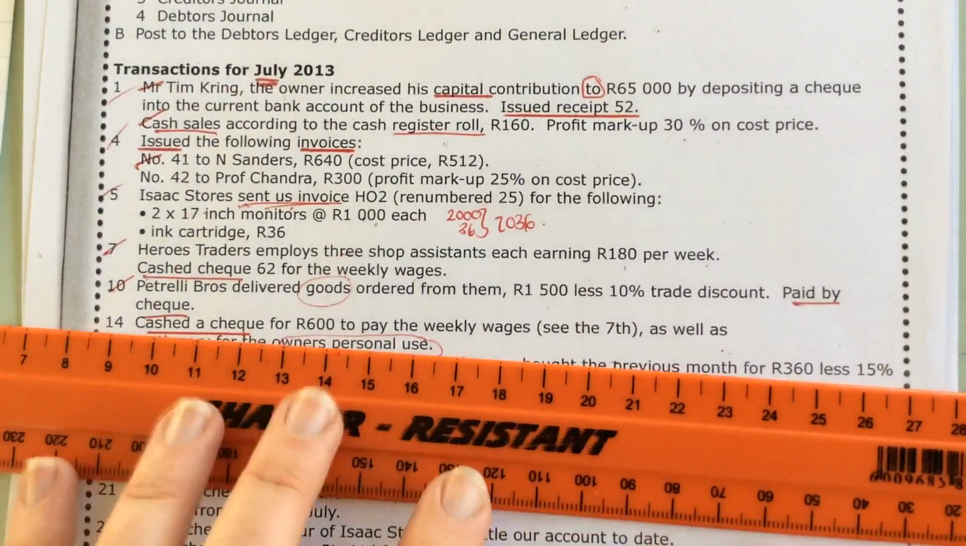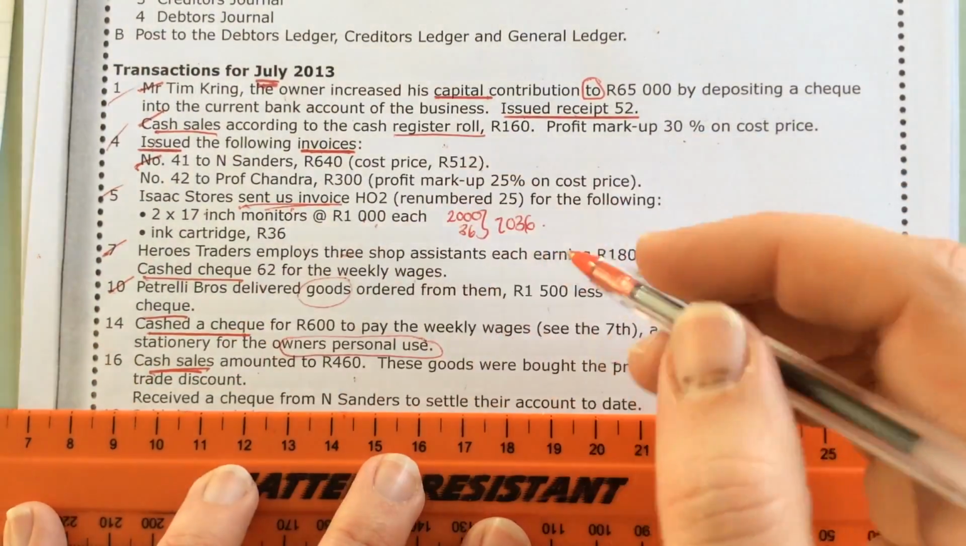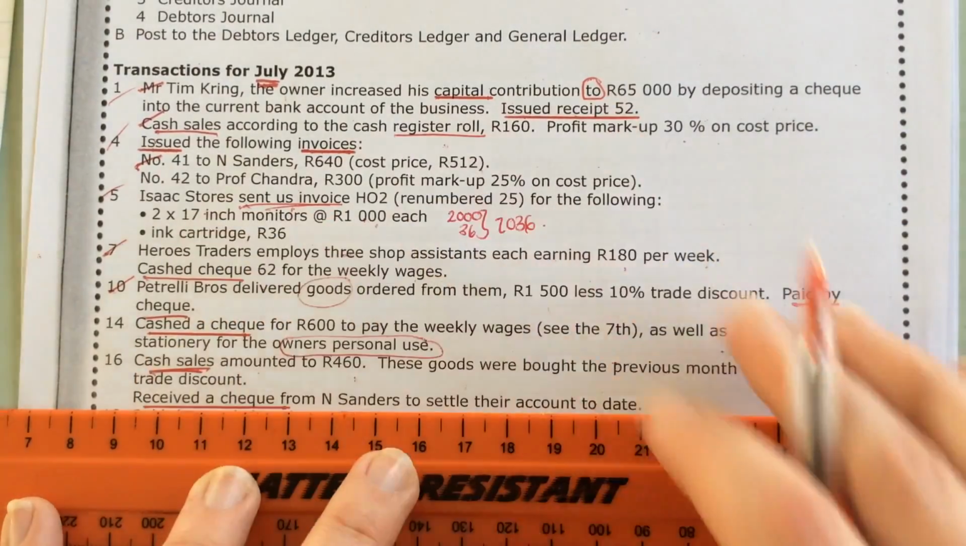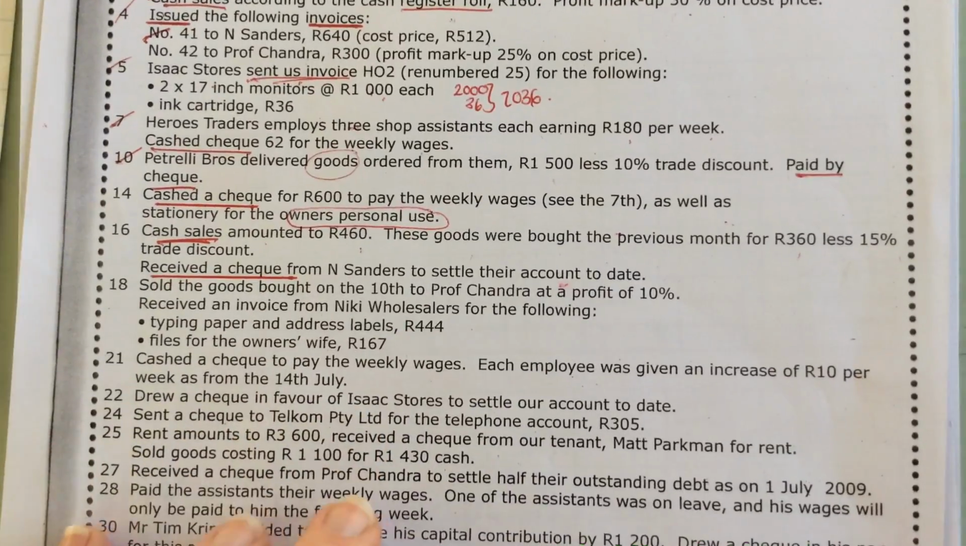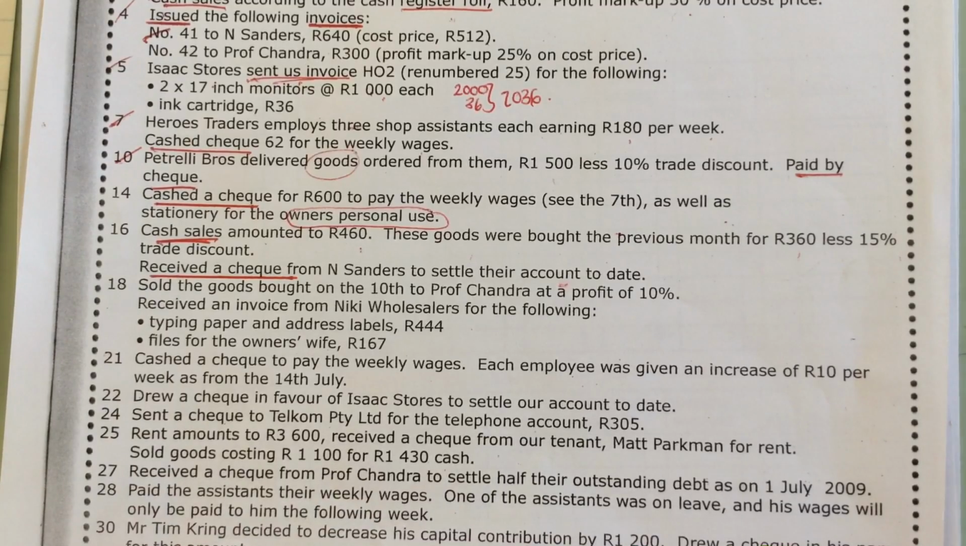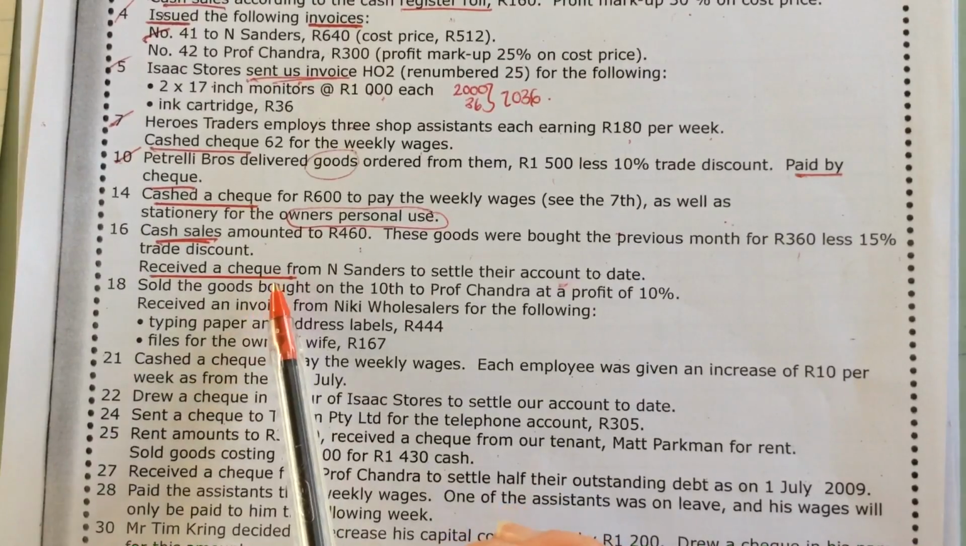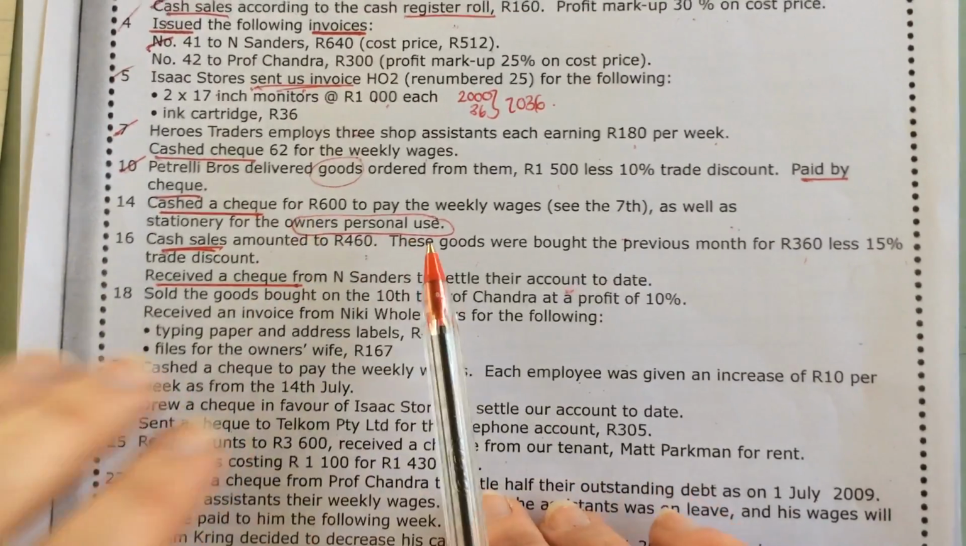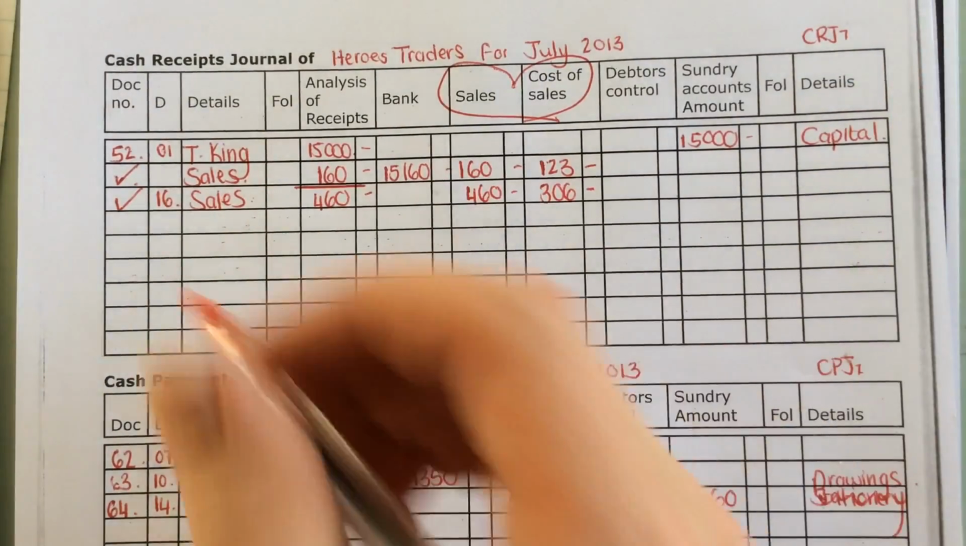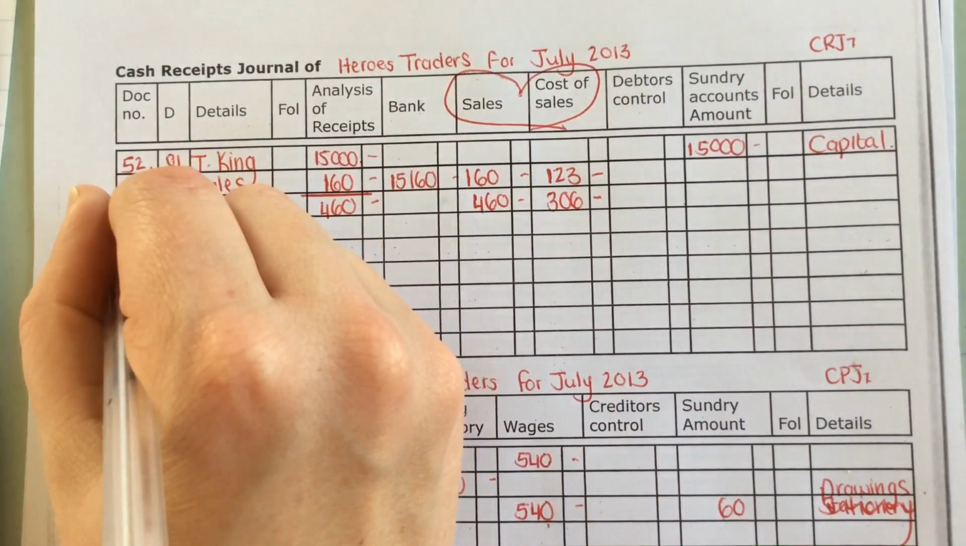Next transaction says, received a check from N. Sanders to settle their account to date. If I'm receiving a check, I'm receiving money. Do you agree? Okay. Goes to which journal? Okay, it goes to my CRJ. It's document number 53.